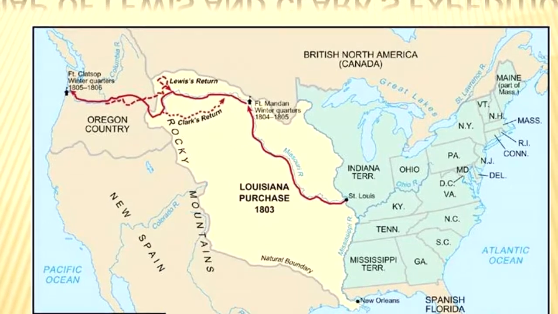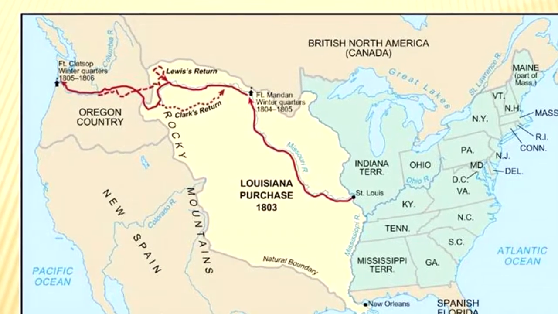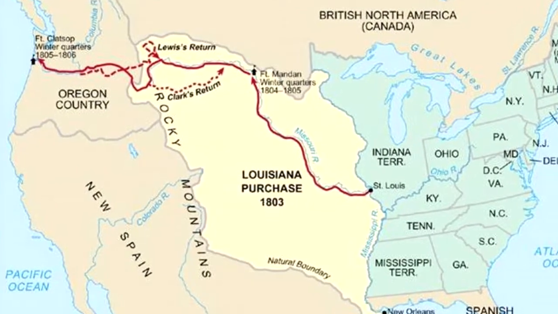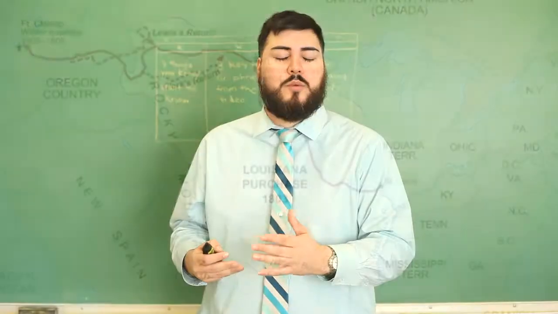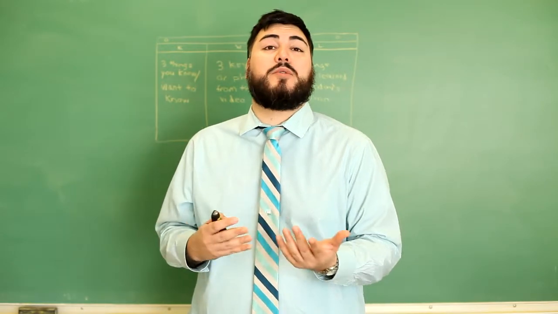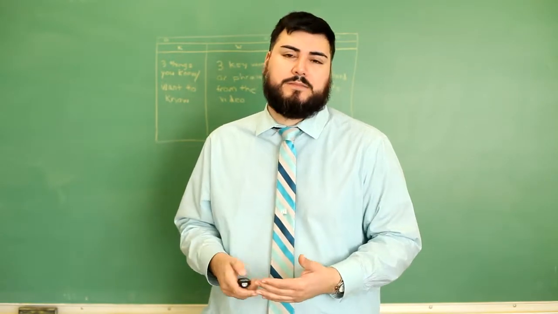As you can see, the solid red line is the route that they took, leaving St. Louis, Missouri, and going northwest all the way to Oregon country, where they spotted the Pacific in 1805. The dotted line represents the return trip by both Lewis and Clark.